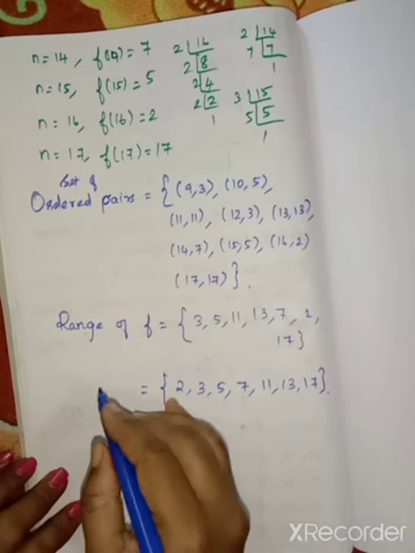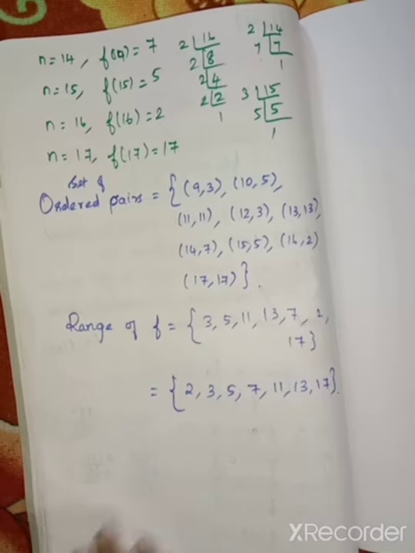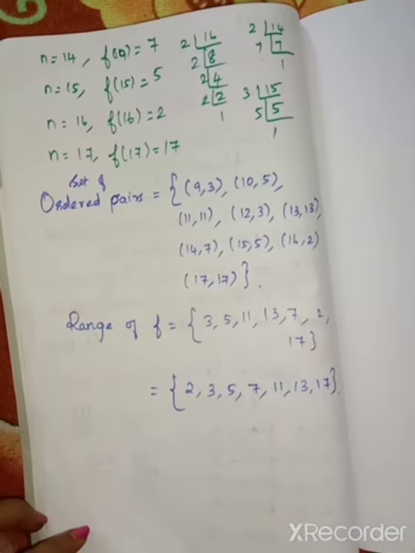So if you want to draw the arrow diagram, you have to draw it, or otherwise you have to stop this. Stop it. Thank you, ma.